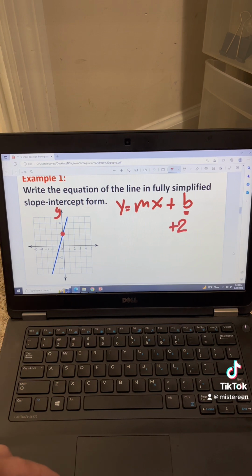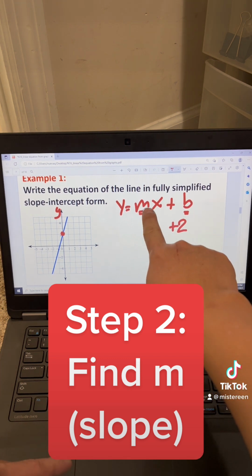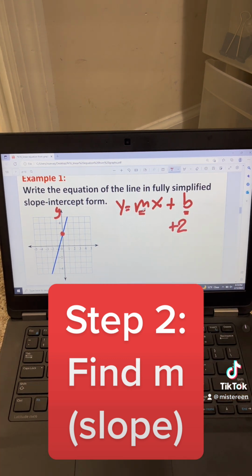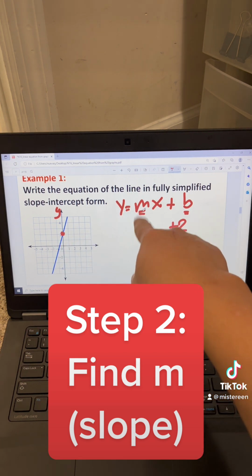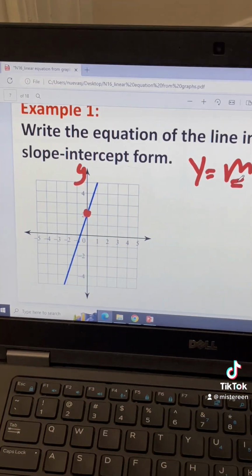All right, let's go now to step 2. Step 2 is to find the slope here. That letter m here represents the slope. We need to find the slope from this graph, and whatever we find, that's the number that you will put in here. So the question is, how do you find the slope from this graph?